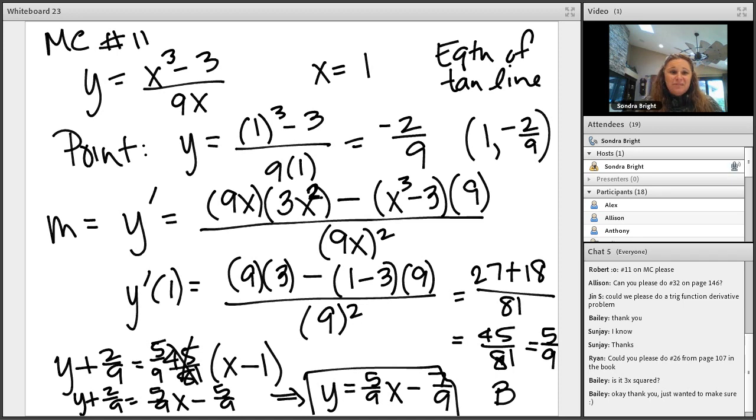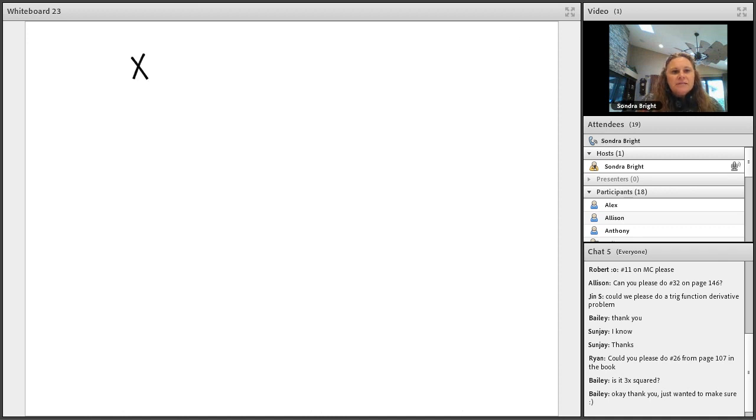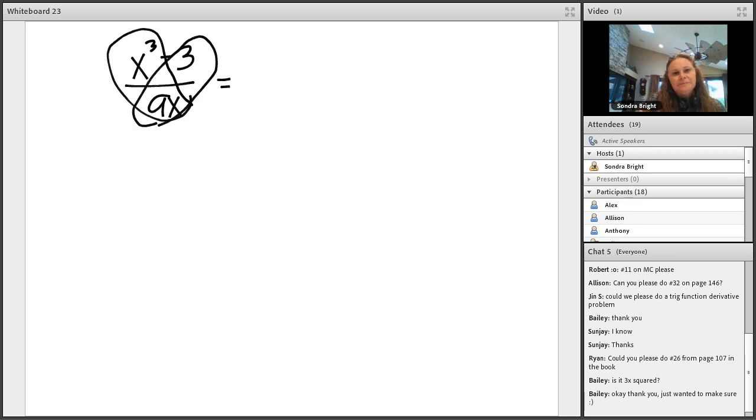On a side note, I'll show you really quick how you could also separate it. x cubed minus 3 over 9x is equivalent to, separate it, but when you separate it, you have to separate this and that, right? So it's 1 over 9 x squared, or how about if I write it as x squared over 9.